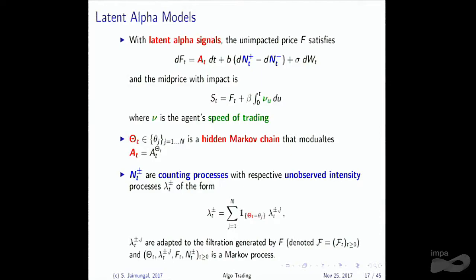Alternatively, you can imagine that the parameter theta makes the process switch between being purely diffusion, so the drift is 0, or it mean reverts. So in other words, there could be periods of time in which the price process just fluctuates around, and then all of a sudden it switches and it starts to mean revert. But you don't know that. It's not part of the filtration that you adapt your strategy to. So this is a hidden Markov model, basically, that's driving that drift.